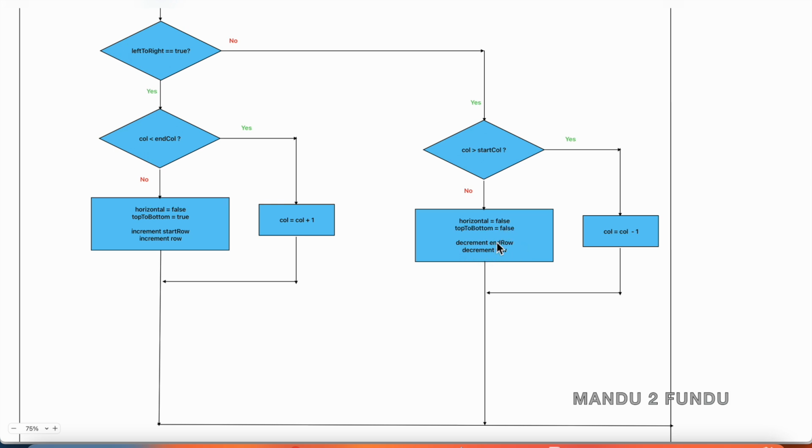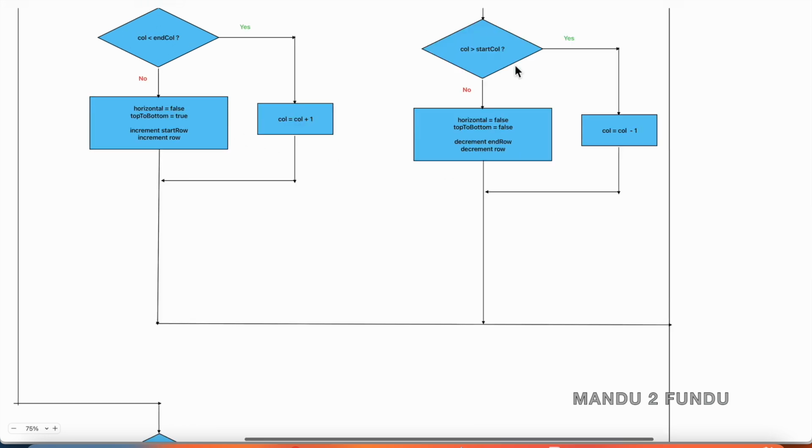And since we processed the last row, we decrement the end row index so that we reduce the boundary, and then we decrement the row index so that the next element present in the next row will be read. So this is for the horizontal traversal.